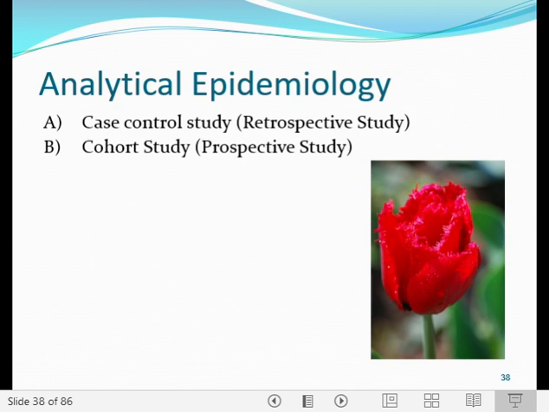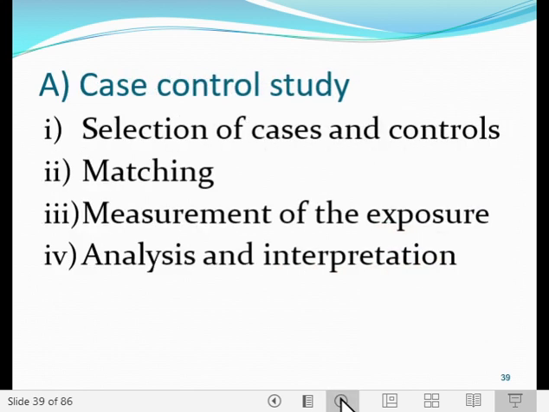There are two types of analytical epidemiology: case control or retrospective study, that is when we start the study the disease has already occurred, while the second one is known as the cohort study or the prospective study or the forward looking study, where when we start the study the disease has not occurred and therefore we have to wait for it to occur. So let's first come to case control study.